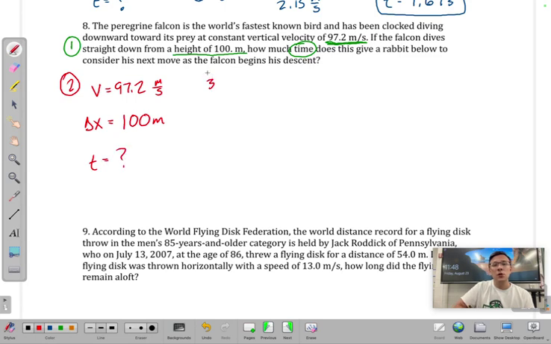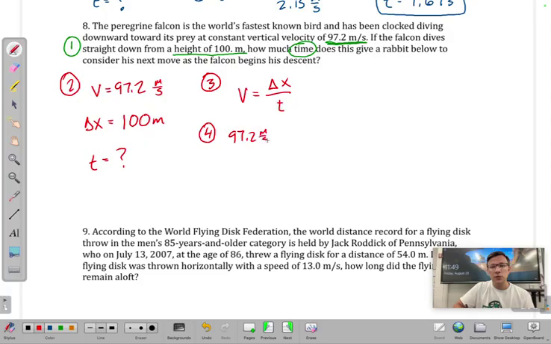Okay, so third thing here would be our equation. V equals delta x over t or delta t. It really doesn't matter. It's just change in time or the time interval. And with this, I'm going to plug numbers in before I rearrange this time just to show a different way of doing it. So this would be the fourth step showing our work.